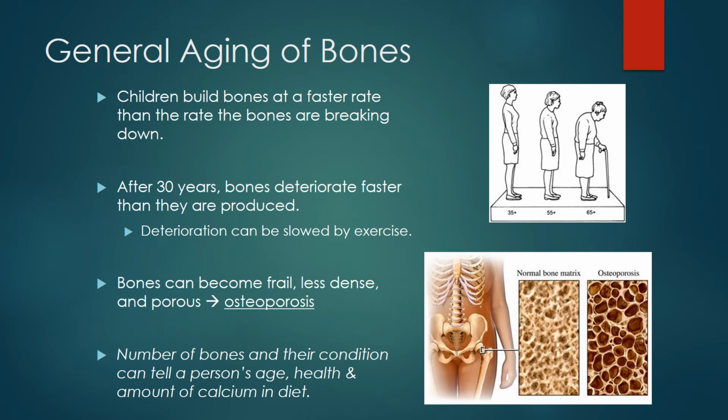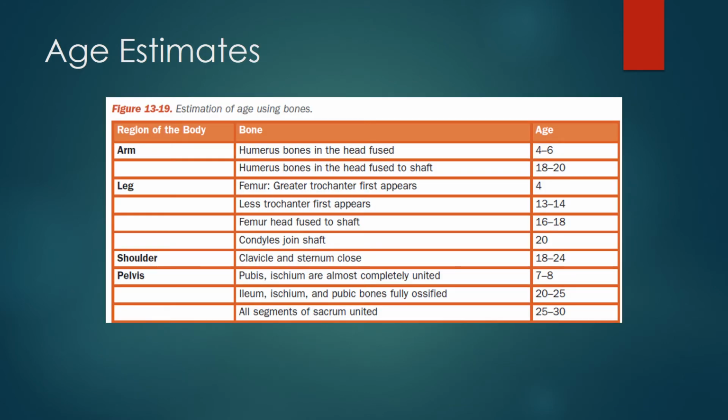Now, the number of the bones and their conditions can tell us a person's age, health, and the amount of calcium in the diet. Now, obviously, within a range. So if a person's malnourished, they're going to have less calcium in their bones because they're taking in less calcium. So we can use this as a guideline to estimate age.